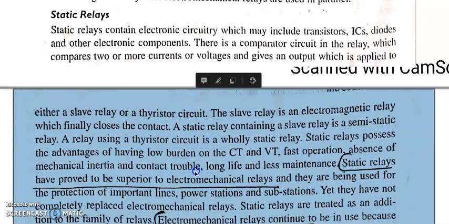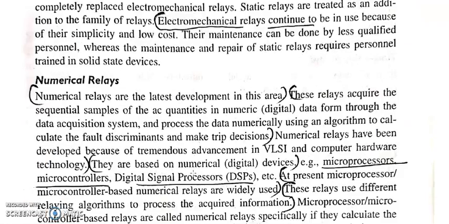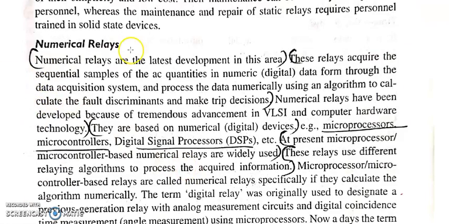Now, coming to the third one, that is numerical relays. These are the relays which take samples of AC quantity in digital form through a data acquisition system and process them using a suitable algorithm, to calculate any fault values and finally trip the faulty part.